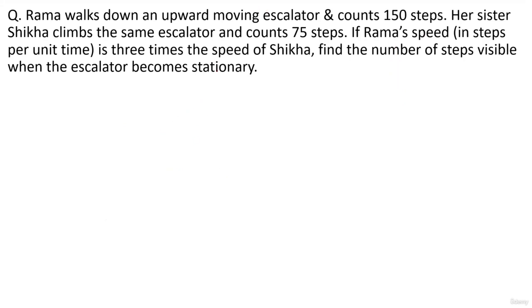So Rama walks down an upward moving escalator and counts 150 steps. Her sister Shikha climbs the same escalator and counts 75 steps. If Rama's speed in steps per unit time is 3 times the speed of Shikha, find the number of steps visible when the escalator becomes stationary. Now what we'll do is assume Shikha's speed as 1 step per second. Rama's speed is thrice, so Rama's speed will be 3 steps per second.